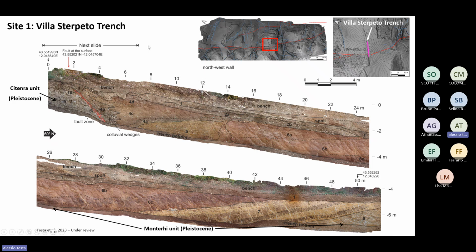This is site 1 in Villa Sterpeto, where we dug a 50-meter long trench. The main feature of this trench is, of course, the fault zone here, which separates the Pleistocene gravel in the footwall from a colluvial unit, which has an age of at least 25 kiloyears, in the hanging wall.